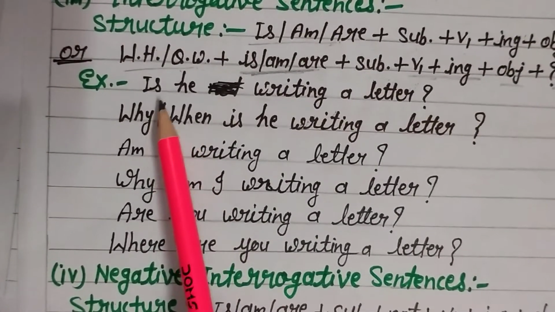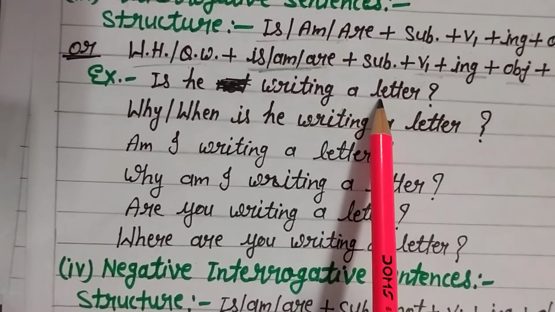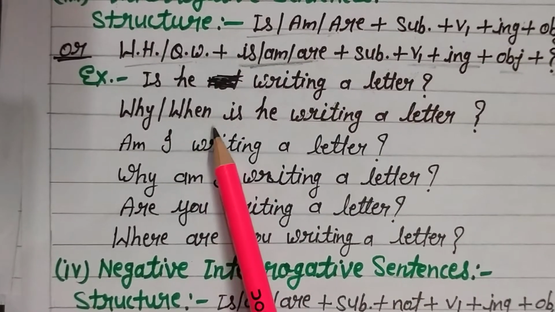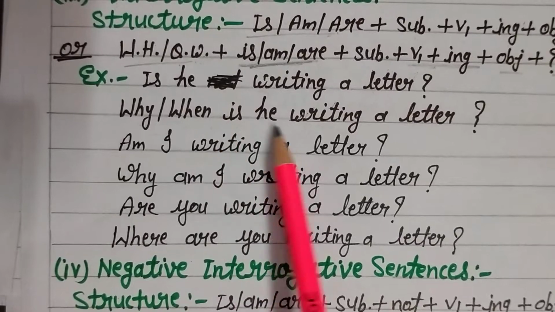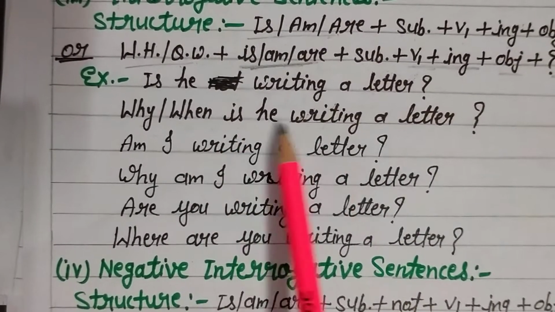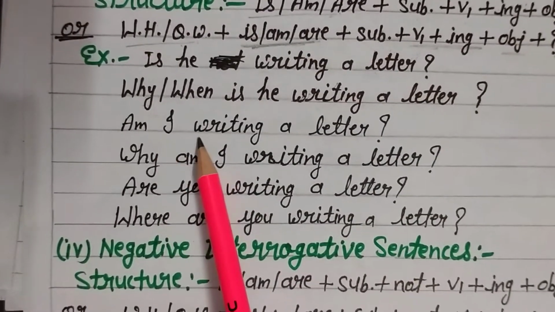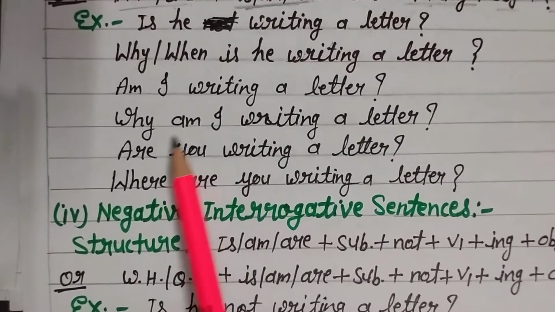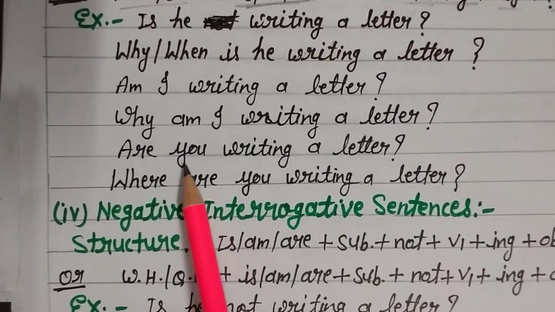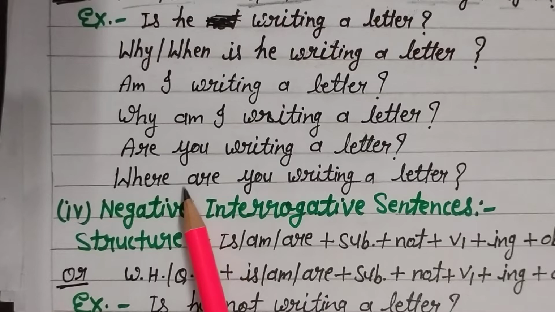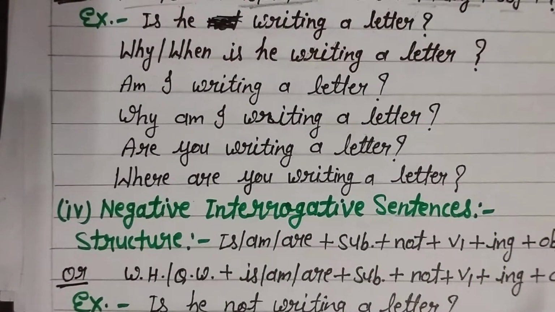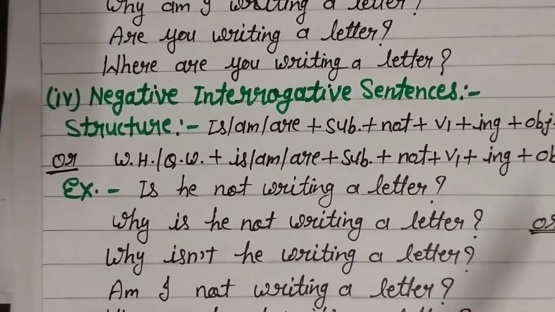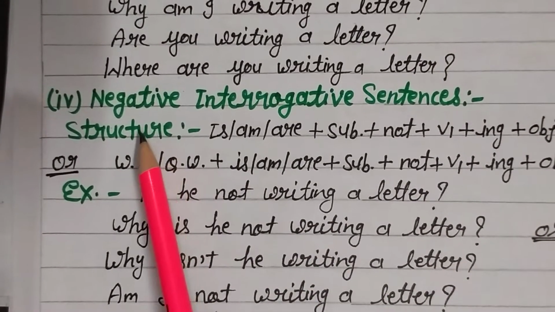So here are some examples. Is he writing a letter? Why, when. We can use only one. Why is he writing a letter? When is he writing a letter? Am I writing a letter? Why am I writing a letter? Are you writing a letter? Where are you writing a letter? Okay. And now the fourth type of sentence.